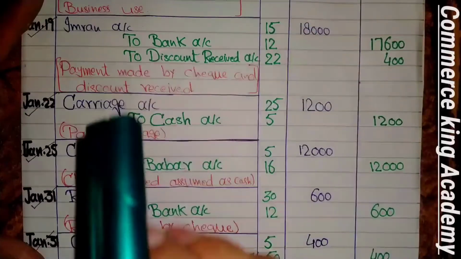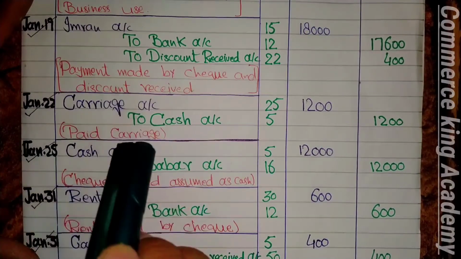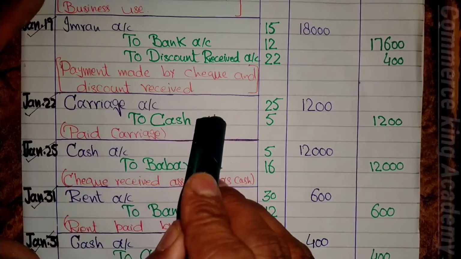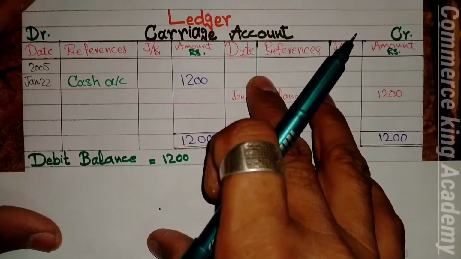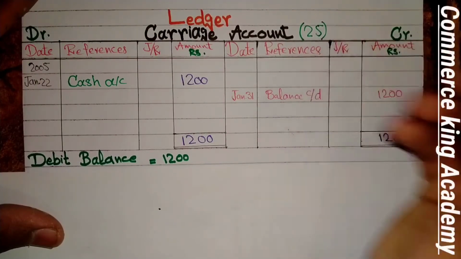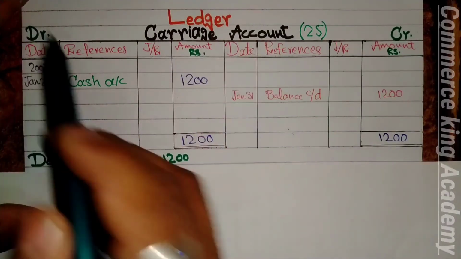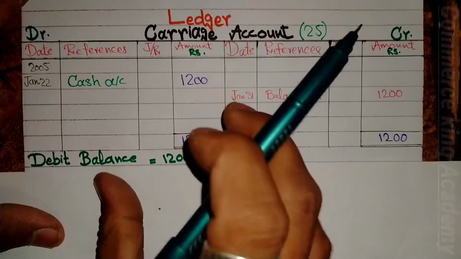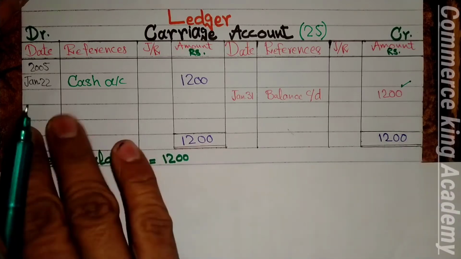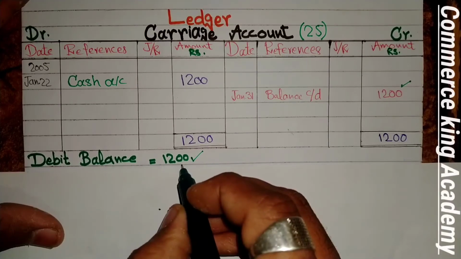After making the ledger of the discount received account, our next account is the carriage account. The carriage account is debited by cash account. Cash account is the opposite account name. This is the ledger of our next account, the carriage account, with ledger folio number 25, right? The entry was Jan 22, carriage account debited by cash account amounting to 1,200 rupees. We have totals and find the total difference on the credit side, because the debit side is heavier than the credit side. So ultimately we have a debit balance of the carriage account amounting to 1,200 rupees.